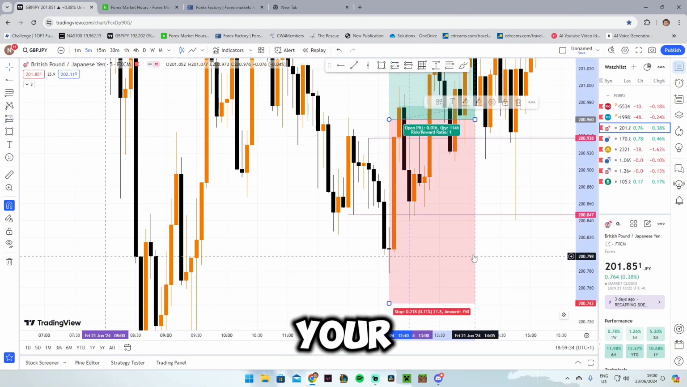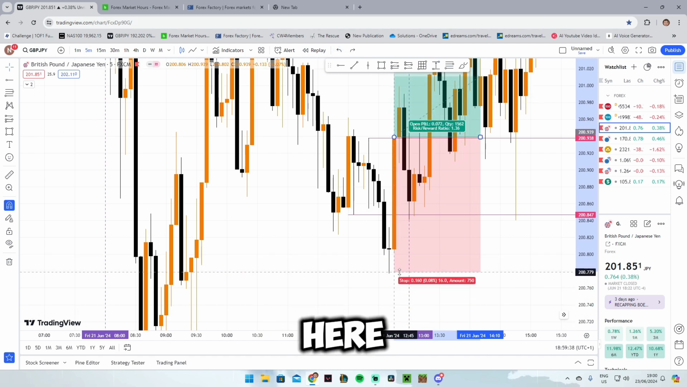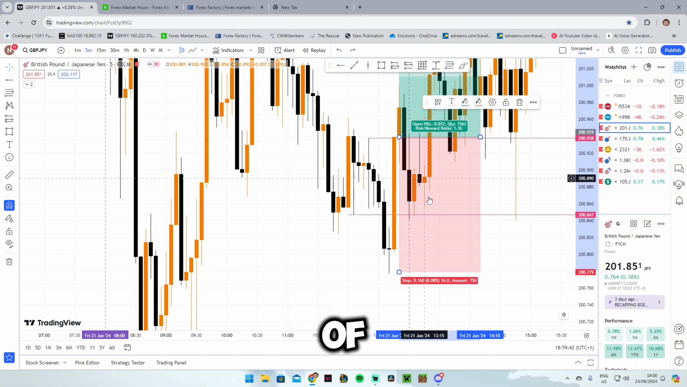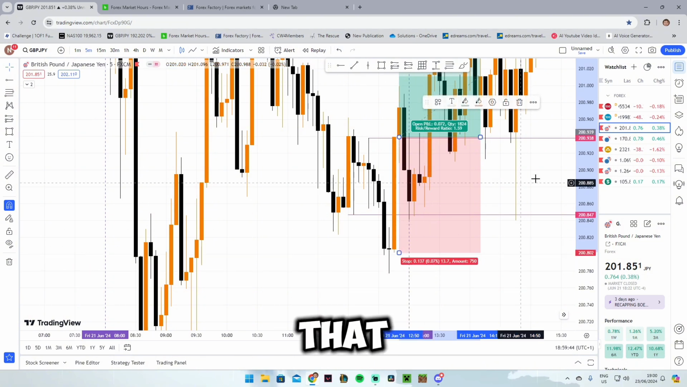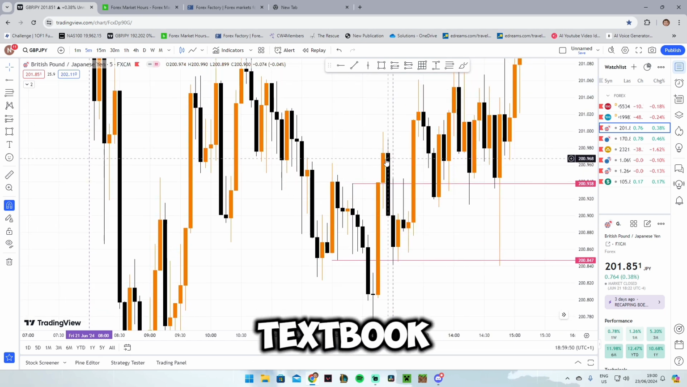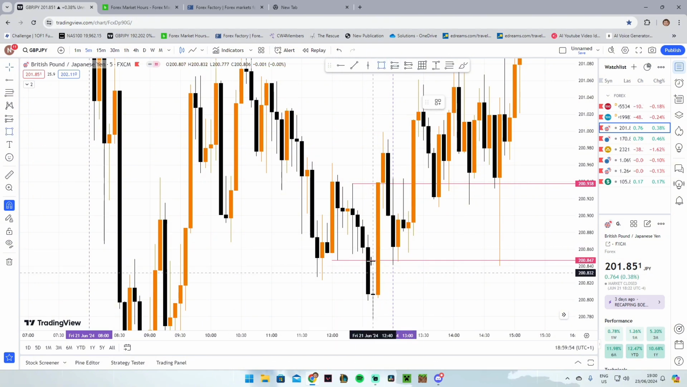And then you just take your trade like this, stops below here, or even stops below the low of this move up. That would have been good. Put your take profit. I'll talk about take profits after this, but if we didn't know about that, we just purely went off of textbook HMT trades strategy.